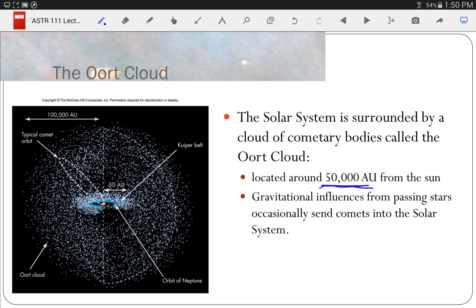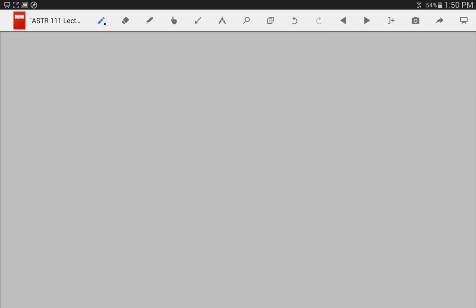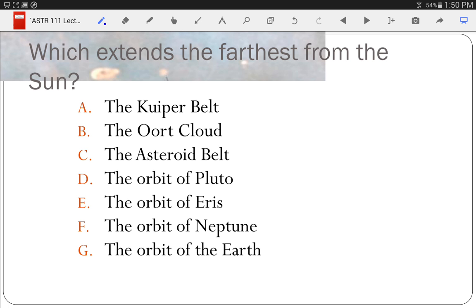My last check, which was a year ago, had about 5 objects that had been confirmed that were believed to be in the Oort cloud. So we're starting to have observations to confirm that the Oort cloud exists, other than having the comets that match the Oort cloud. So, well, we'll talk about comets later. Let's not spend time right now talking about how a Kuiper belt object or Oort cloud object becomes a comet. Instead, let's answer our first clicker question. Which extends the farthest from the sun?